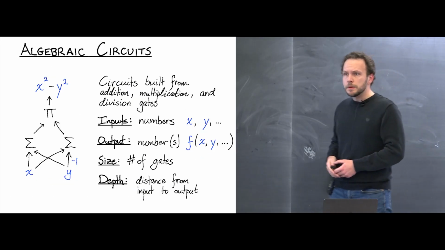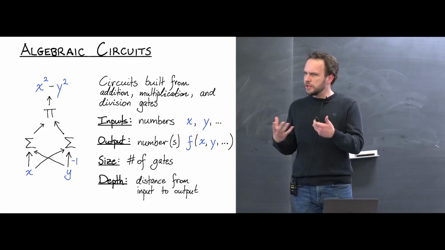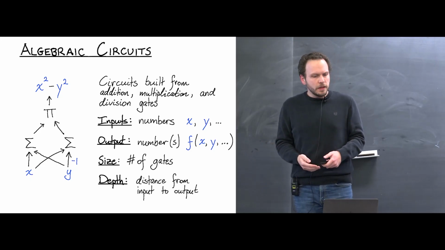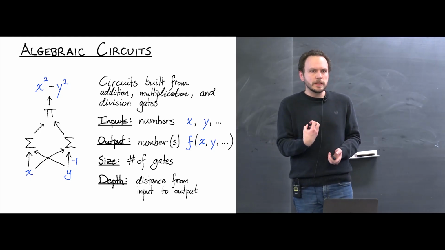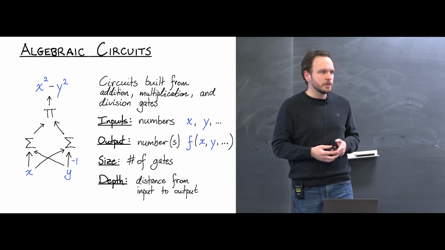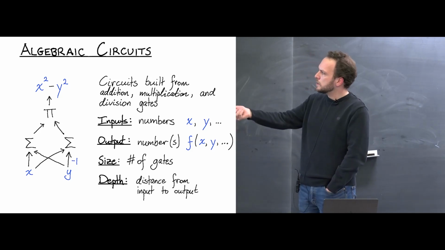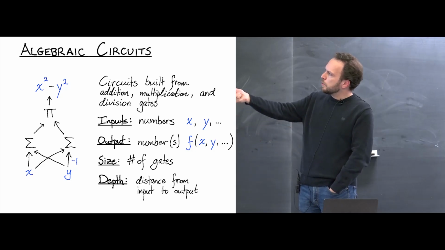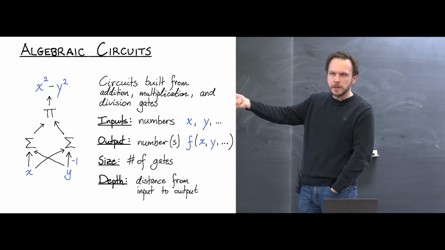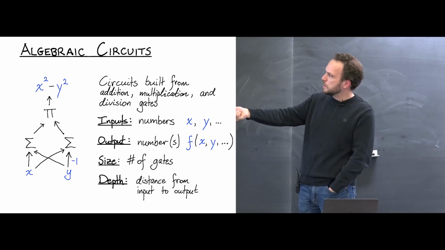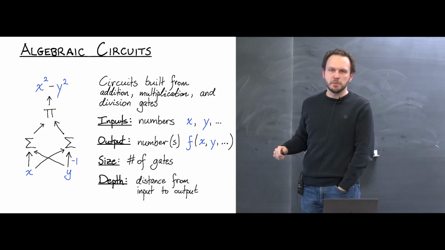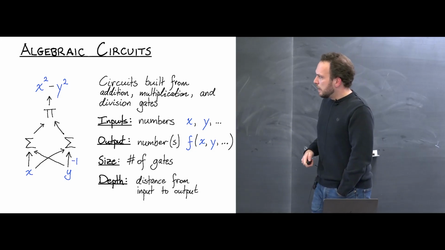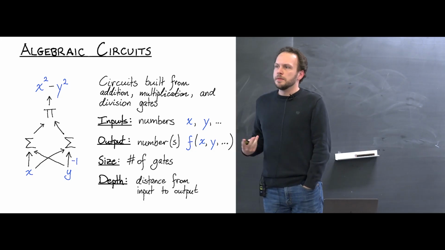These are circuits that are built from addition, multiplication, and division gates. They eat some numbers as input, and they spit out some numbers as output in the natural way. If this circuit takes two numbers x and y as input, you can see that its output is going to be something like x squared minus y squared. The bottom left gate computes x plus y, the bottom right gate computes x minus y, and this gate computes their product.